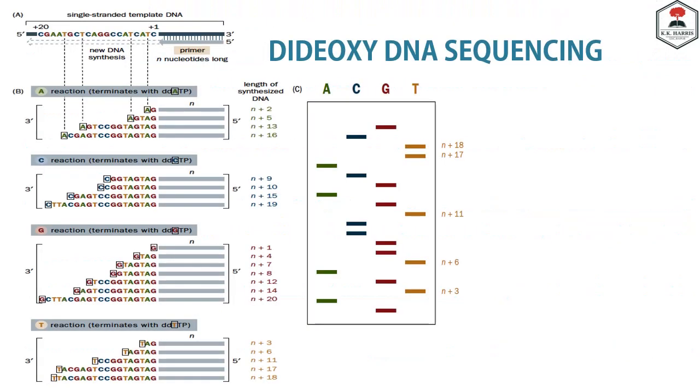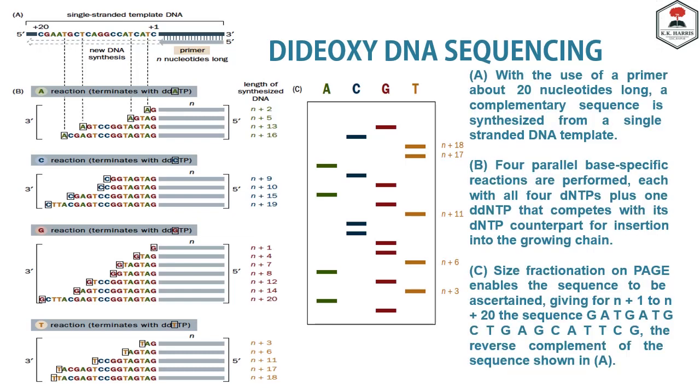Dideoxy-DNA sequencing. With the use of a primer about 20 nucleotides long, a complementary sequence is synthesized from a single-stranded DNA template. 4 parallel base-specific reactions are performed, each with all 4 dNTPs plus 1 ddNTP that competes with its dNTP counterpart for insertion into the growing chain.